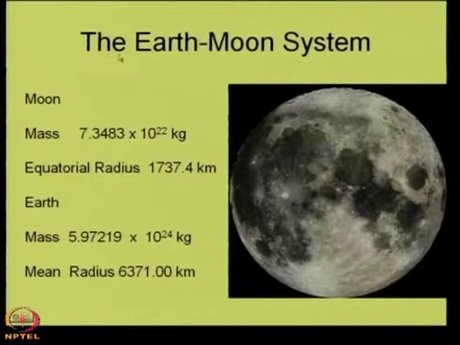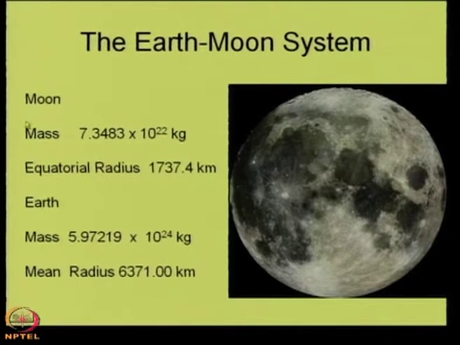Welcome to today's class. We have been discussing the solar system. Today we are going to come back closer to the earth and discuss the moon, the earth-moon orbit in particular, and its influence on the earth. The moon, as we know, is the most prominent astronomical object in the night sky. So, the earth-moon system is what we are going to discuss today.